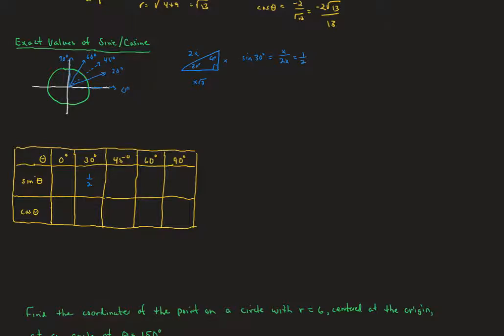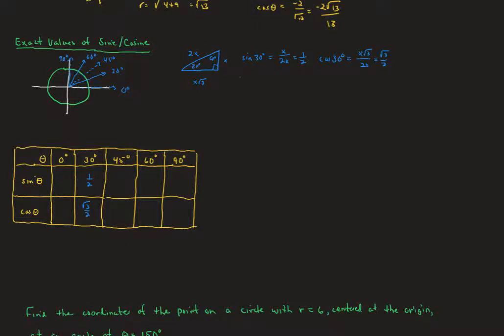Now, since we have this triangle here, let's get the cosine of 30 degrees. And so that's going to be the adjacent over the hypotenuse. So for that 30-degree angle, that's x square root of 3 over 2x. The x's cancel, and we'll get square root of 3 over 2. So the cosine of 30 degrees is the square root of 3 over 2.